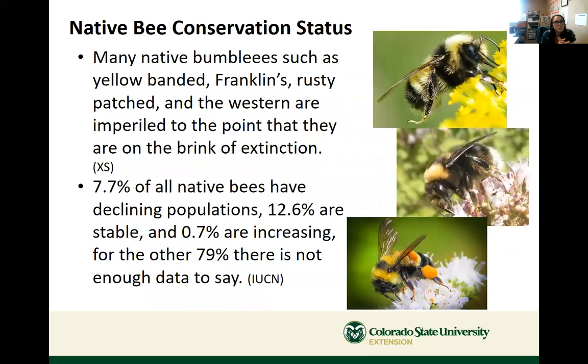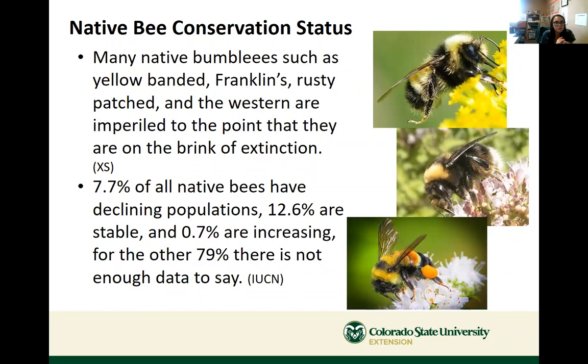Like I did mention the bumblebees, there are many native bumblebees, such as the yellow-banded bumblebee, Franklin's bumblebee, the rusty patch bumblebee, and the western bumblebee, which you can see some photos of here on the right. They are imperiled to the point that they are on the brink of extinction. So these are definitely species that the Xerces Society has been really pushing to protect.